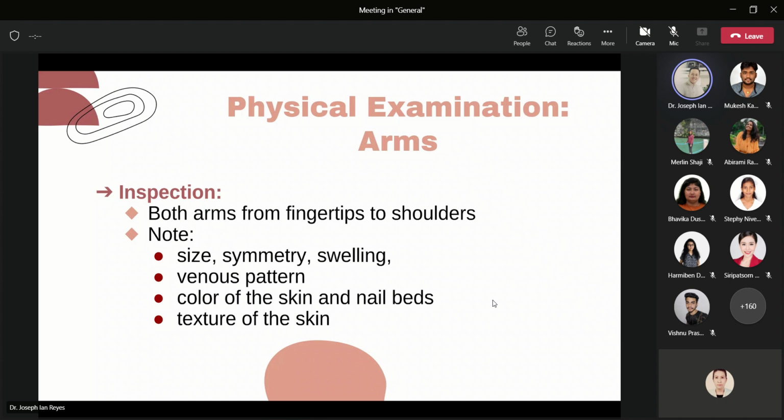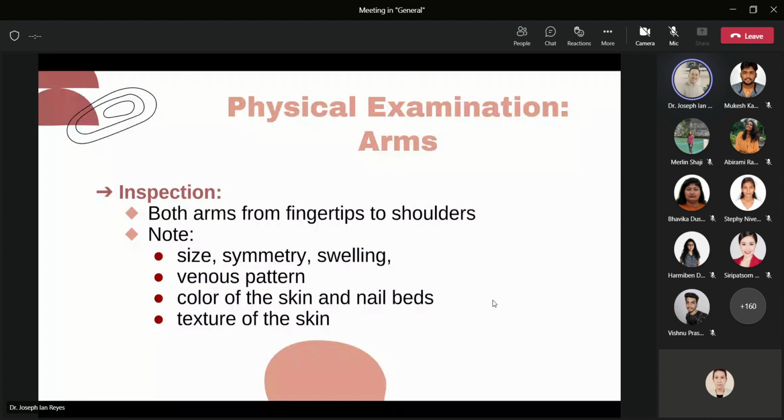Also, when you do your inspection, it has to be both arms, both legs, whole abdomen. Not just one arm, not just the other leg, but both. Then, if you're inspecting, not just the arms and legs, you can include the axilla and the sides and the back, the chest. So try to include everything when you do the inspection.